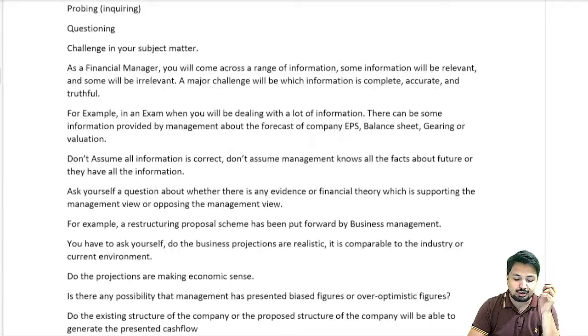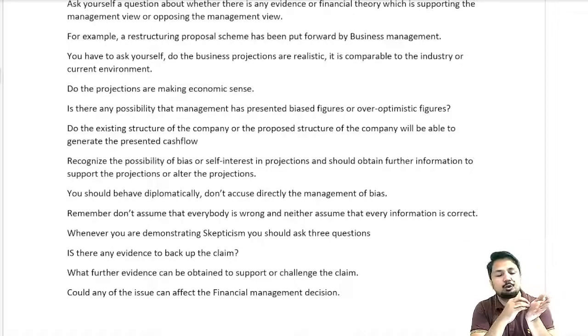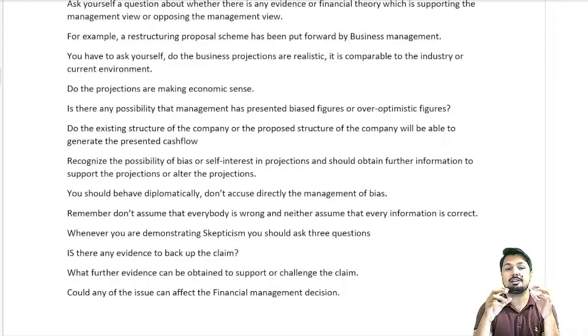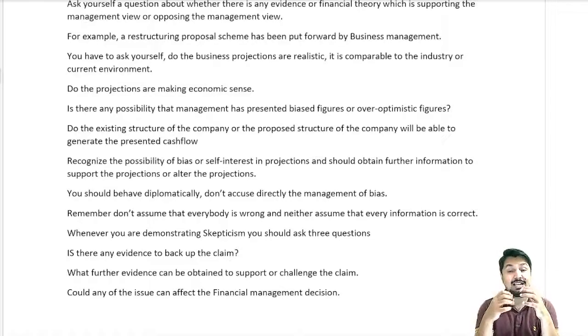So, for example, in a question, if a restructuring proposal has been put forward, the management will provide you the information that in future this valuation will be achieved, this EPS will be achieved, this balance sheet or this gearing will be achieved. Now, you have to apply skepticism. You have to ask yourself, are the business projections realistic? Are they comparable to the industry or the current environment? Are the projections making economic sense? Is the economic environment supporting these projections?